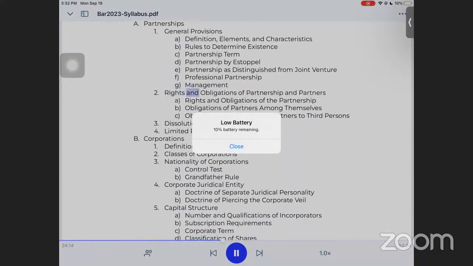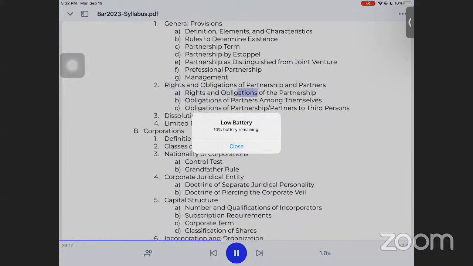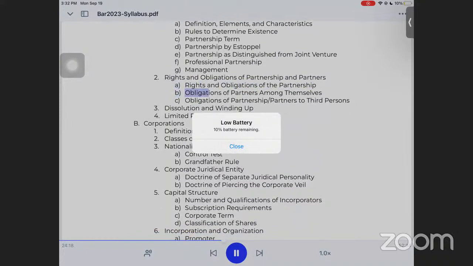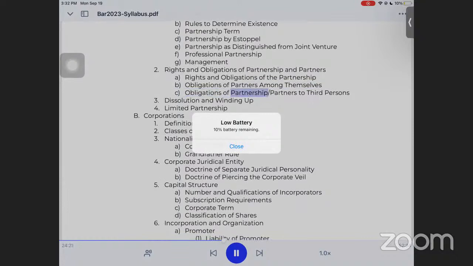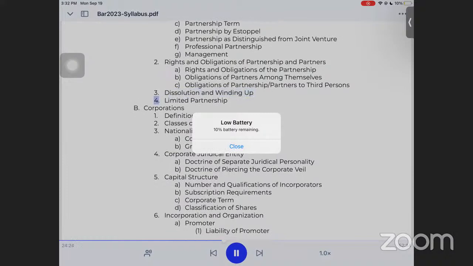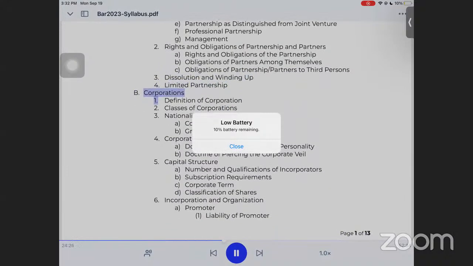2. Rights and obligations of partnership and partners. A. Rights and obligations of the partnership. B. Obligations of partners among themselves. C. Obligations of partners to third persons. 3. Dissolution and winding up. 4. Limited partnership. B. Corporations.